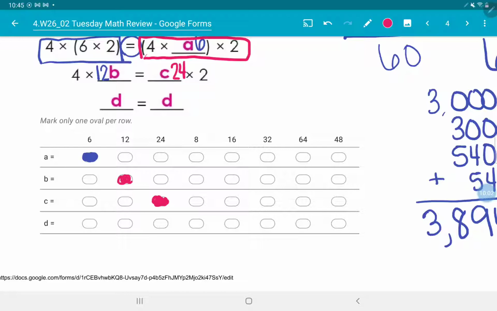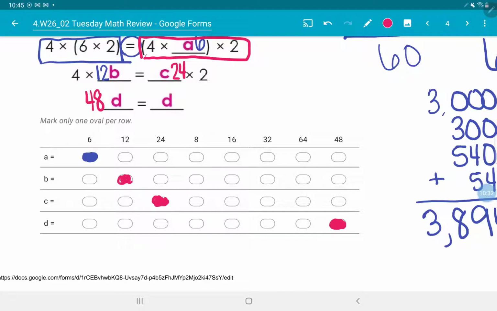Okay, so now I'm ready to go to my next step to finish solving. What's 4 times 12? What is it, Ansley? 48. What is 24 times 2, Christopher? 48. So what is D equal to? 48. So is our equation true? Yes. 48 is the same as or equal to 48.